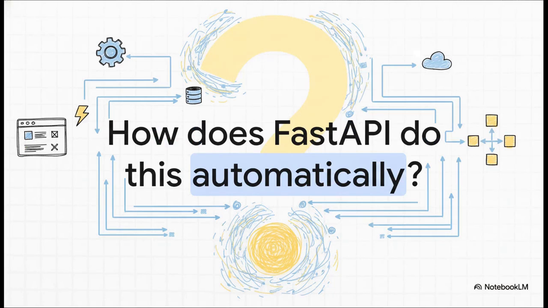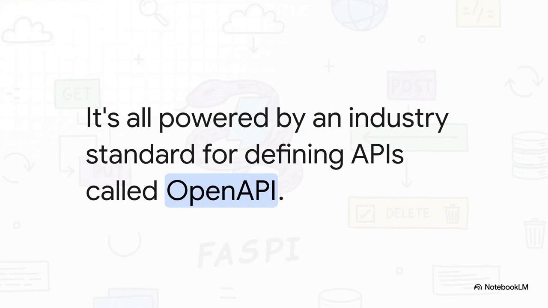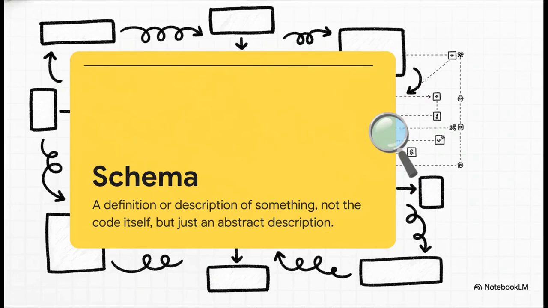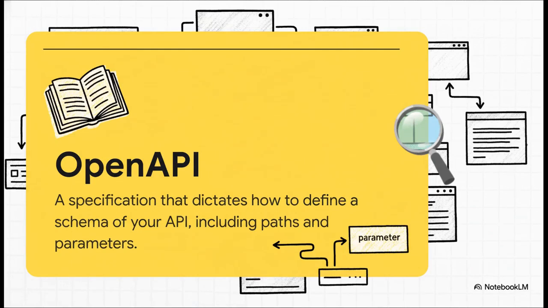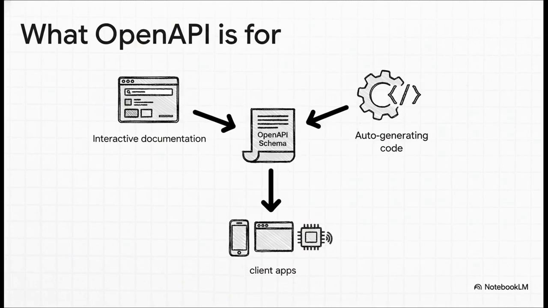Okay, so how does FastAPI do all this automatically? What's the secret? It all comes down to a standard called OpenAPI. FastAPI handles it for you. OpenAPI is based on something called a schema. Think of it as a blueprint. So OpenAPI is just the formal standard for writing that blueprint for your API. And that schema is what powers your docs. It can even generate client code automatically.